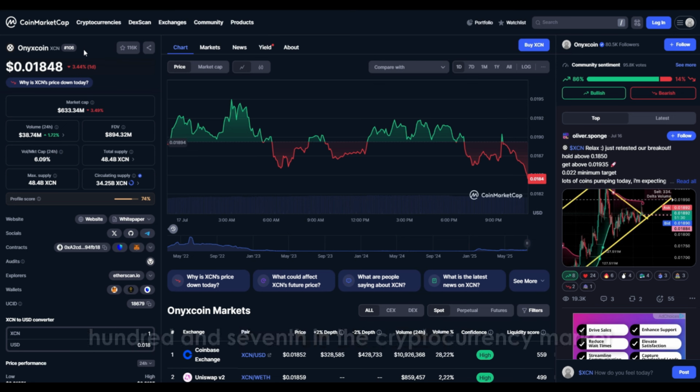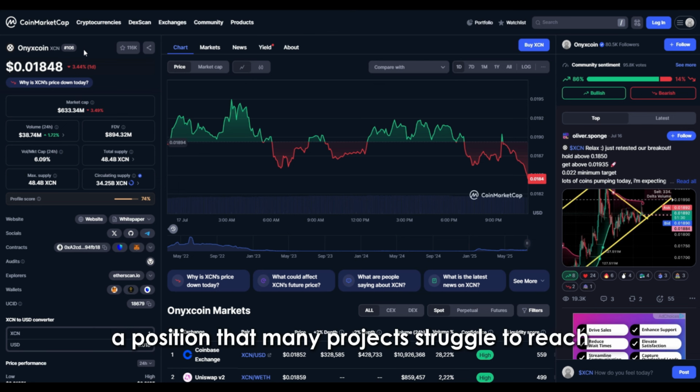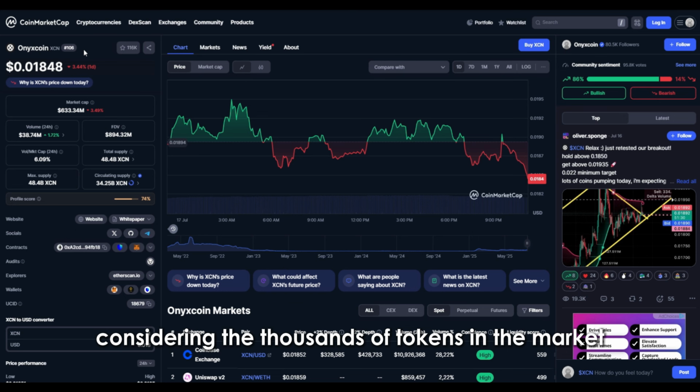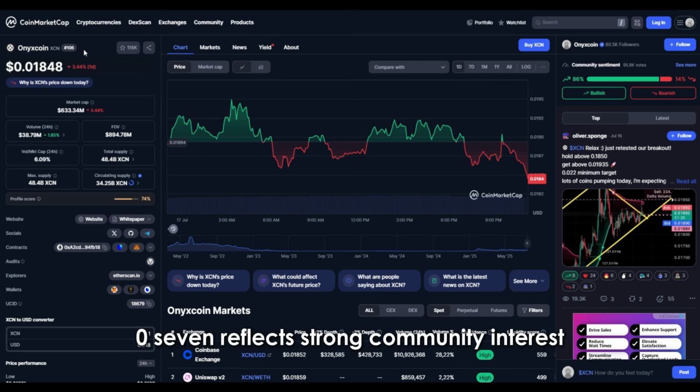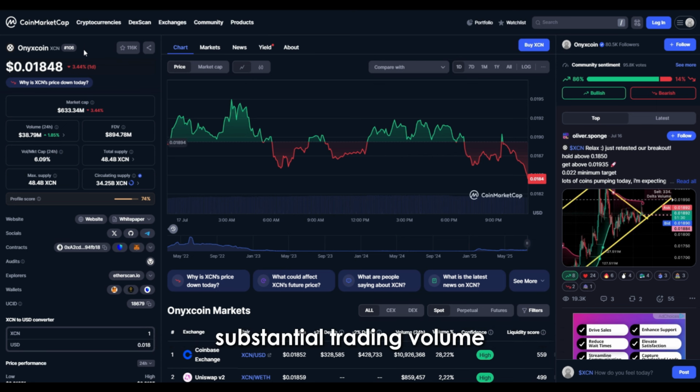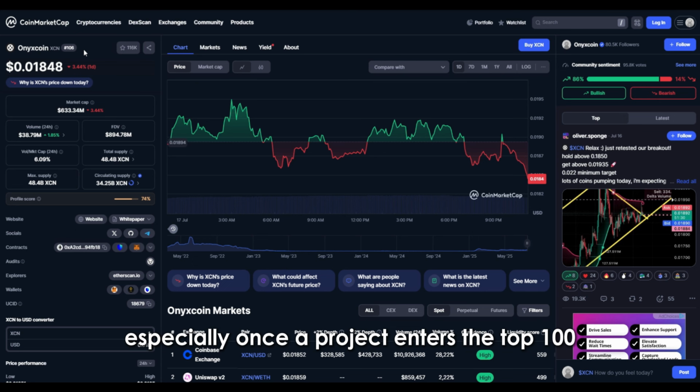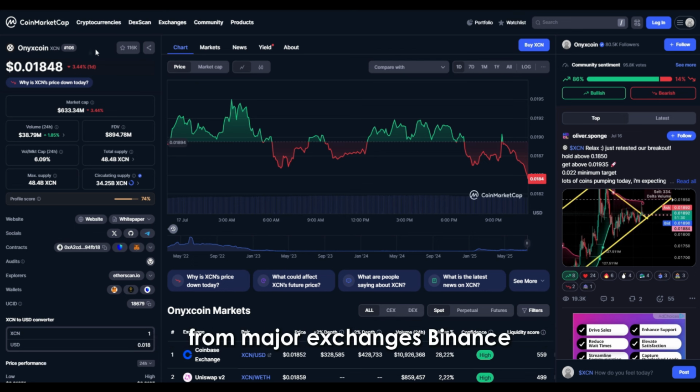It is currently ranked 107th in the cryptocurrency market, a position that many projects struggle to reach. Considering the thousands of tokens in the market, being in the top 150 or even top 200 is a major achievement. Xcn's position at 107 reflects strong community interest, substantial trading volume, and solid project fundamentals. Especially once a project enters the top 100, it tends to attract closer attention from major exchanges.